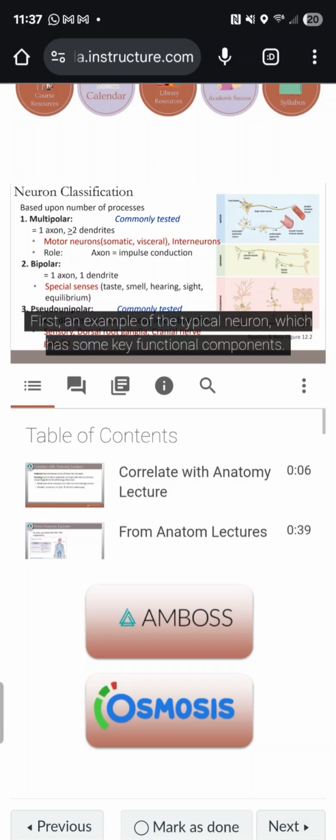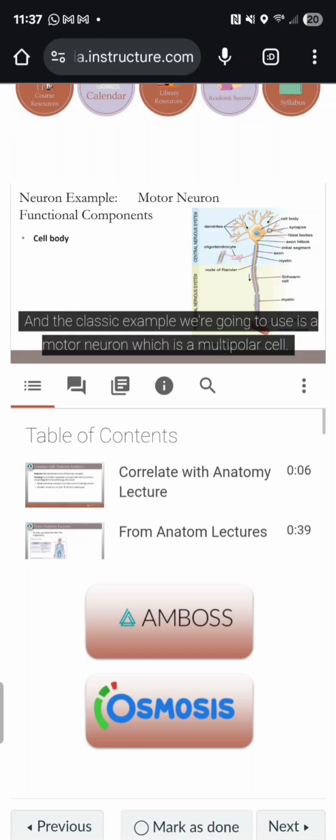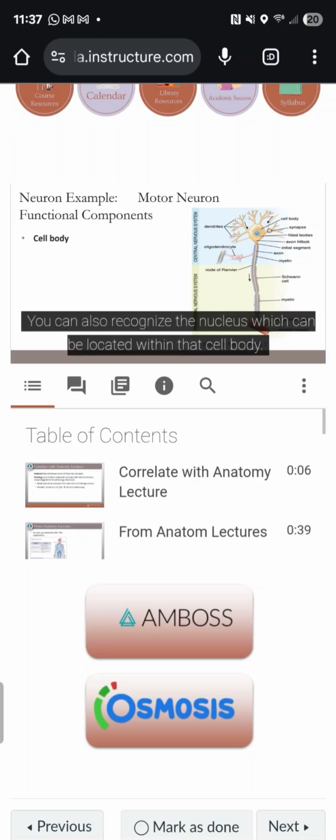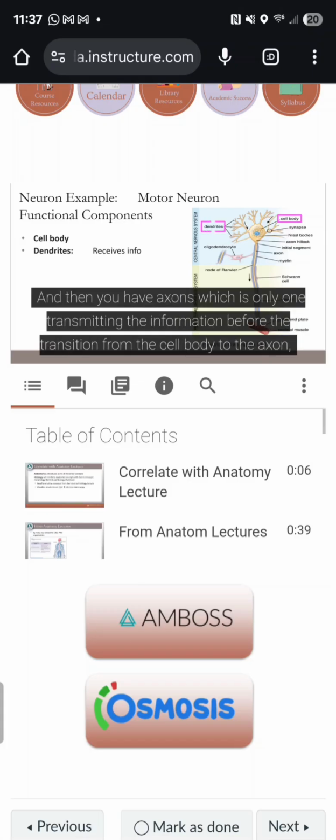First, an example of the typical neuron, which has some key functional components. And the classic example we're going to use is a motor neuron, which is a multipolar cell. It has the cell body, which is the most prominent part of the cell, containing lots of organelles. You can also recognize the nucleus, which can be located within that cell body. The dendrites receive information. In this case, it's multiple dendrites. And then you have axons, which is only one, transmitting the information.